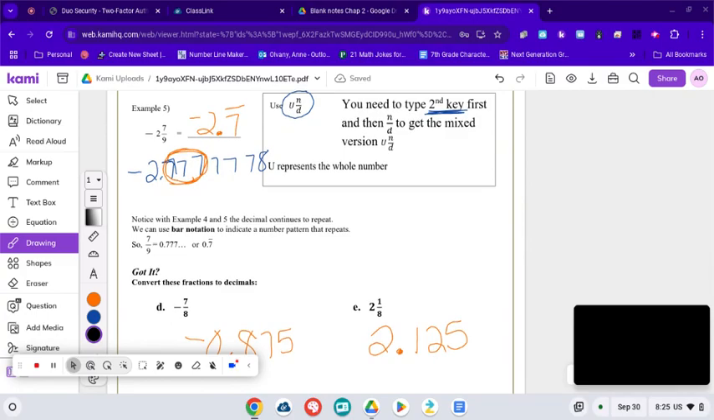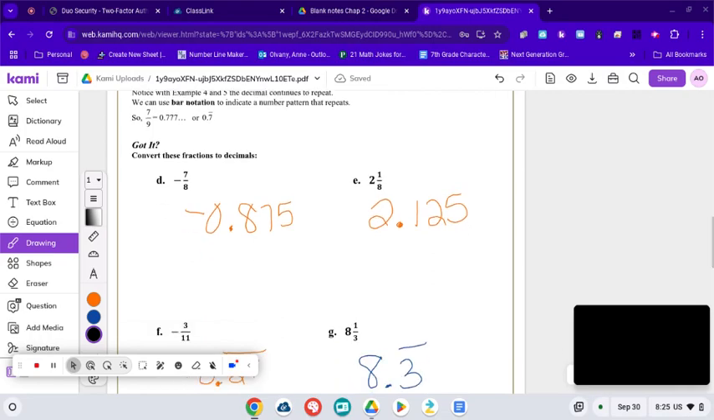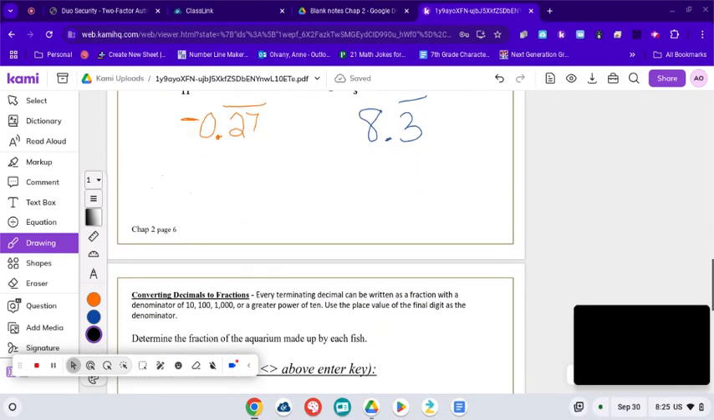We also discussed that sometimes we have mixed numbers, which means you have an integer whole number out front and then a decimal afterwards. And that's the same fraction key, but you had to hit second first to get that key. And there's multiple ways to do that. And I think you had some practice doing that.